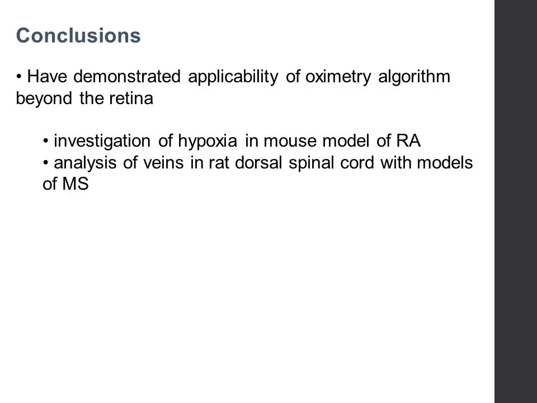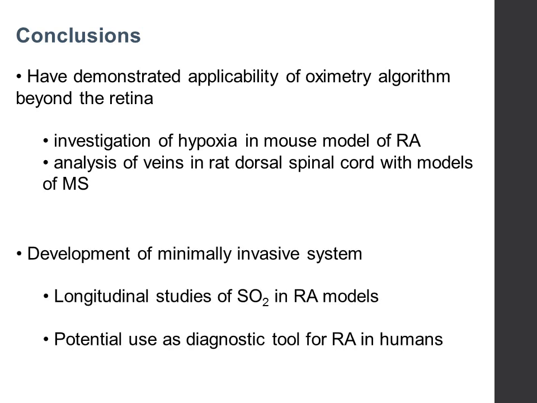So to conclude, we've demonstrated the applicability of the retinal oximetry algorithm beyond the retina. We are currently investigating hypoxia in mouse models of rheumatoid arthritis, and we have conducted an analysis of veins in rat dorsal spinal cord models of multiple sclerosis. The next step is to develop this minimally invasive system to carry out longitudinal studies of oxygen saturation in rheumatoid arthritis. The overall ideal end goal, if it was successful, would be to use it as a diagnostic tool for susceptible humans. But we'll see what happens with that.